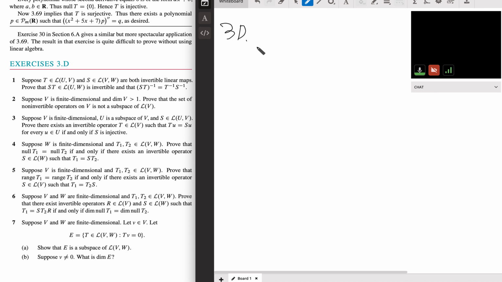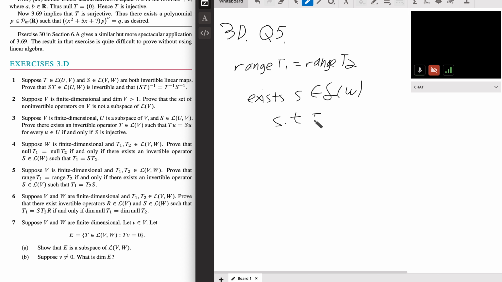So I guess we start with question 5. I think that's where we last left off. Given range T1 is equal to range T2, I want to show that there exists S such that T1 is equal to ST2.